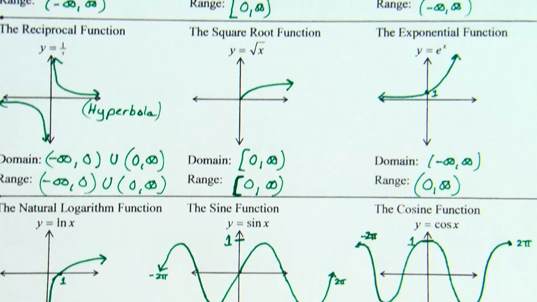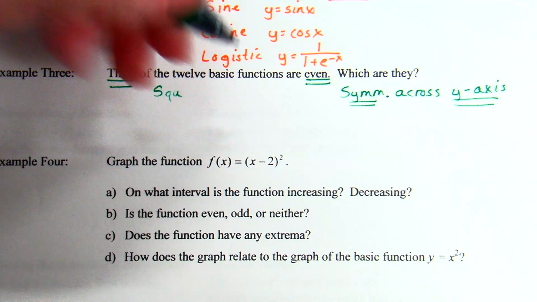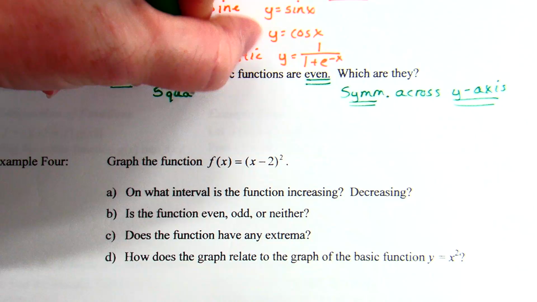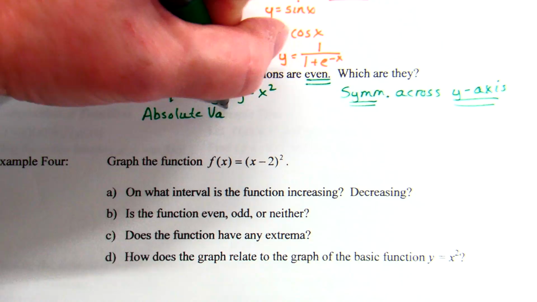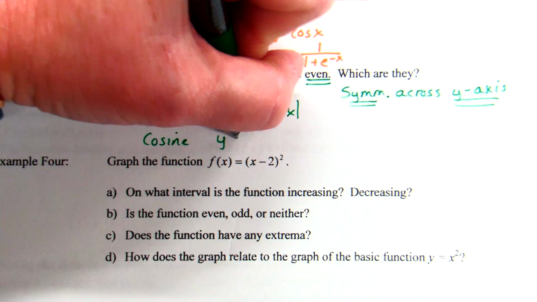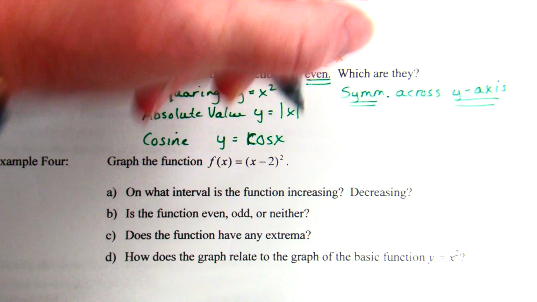Okay, did we get them? So I'm going to list those three. We said the squaring function, which is y equals x squared. We said the absolute value, which is y equals the absolute value of x. And we said cosine, which is y equals cos x.